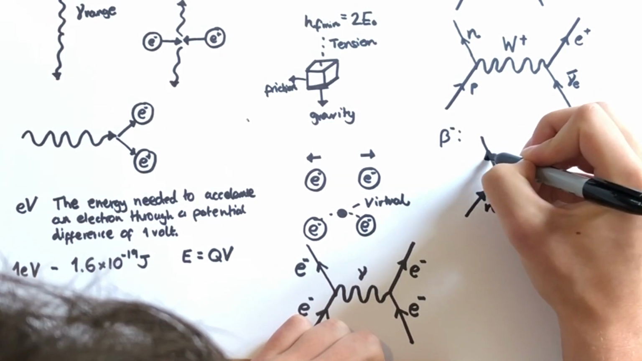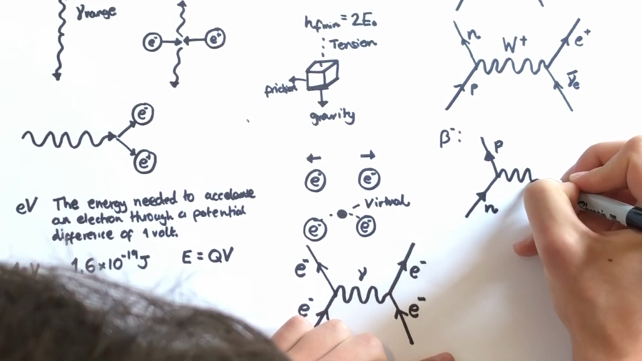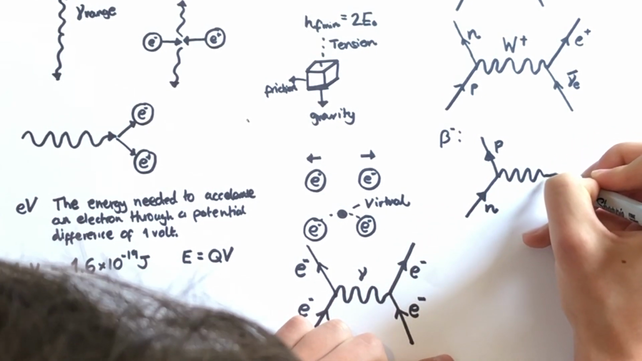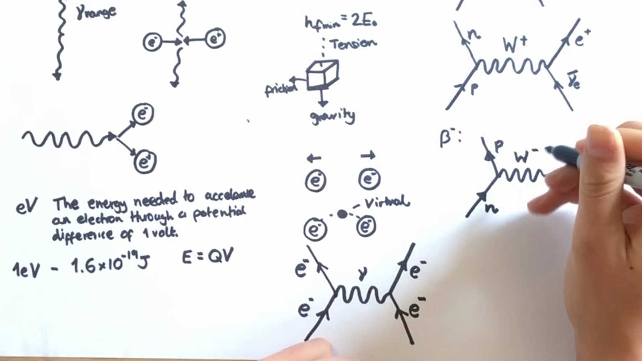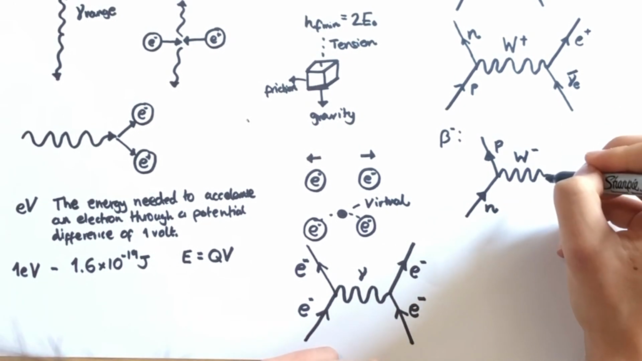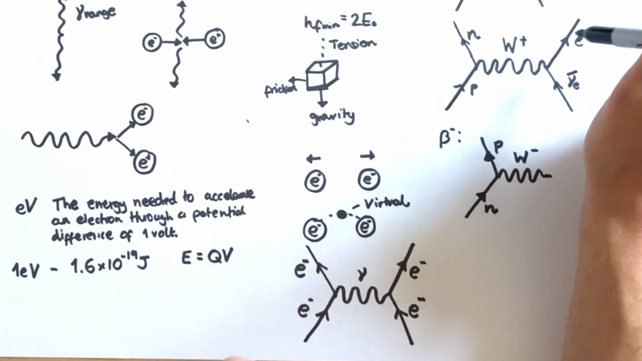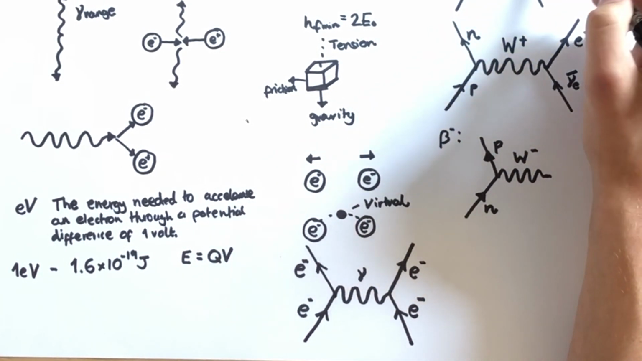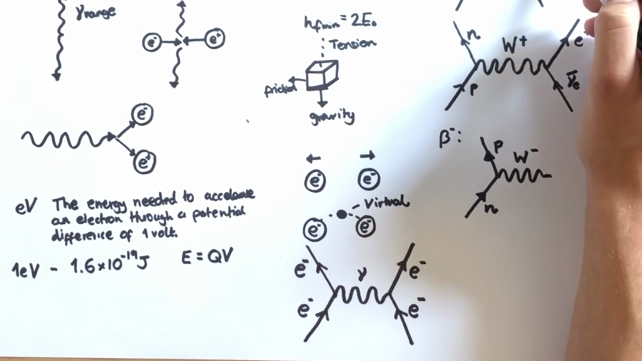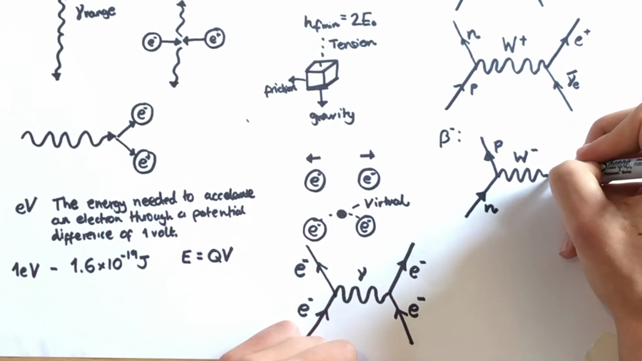We have a proton that's going out, and they interact via the W minus boson in this case. The easy way to remember it is a W minus boson corresponds to an electron going out, and if you have a W plus boson, you have a positron going out. So the sign of the W boson is the same as the sign of the electron that's leaving. So that's an easy way to remember it.